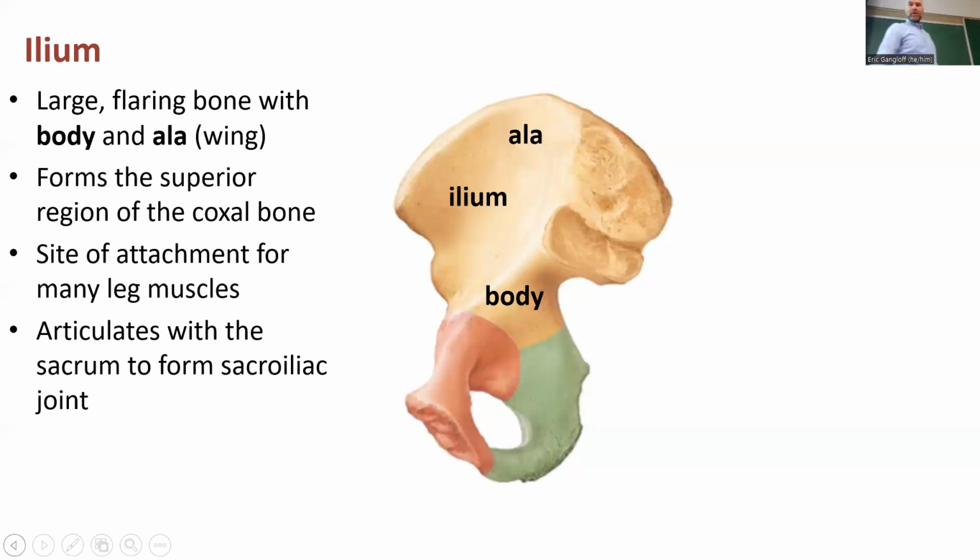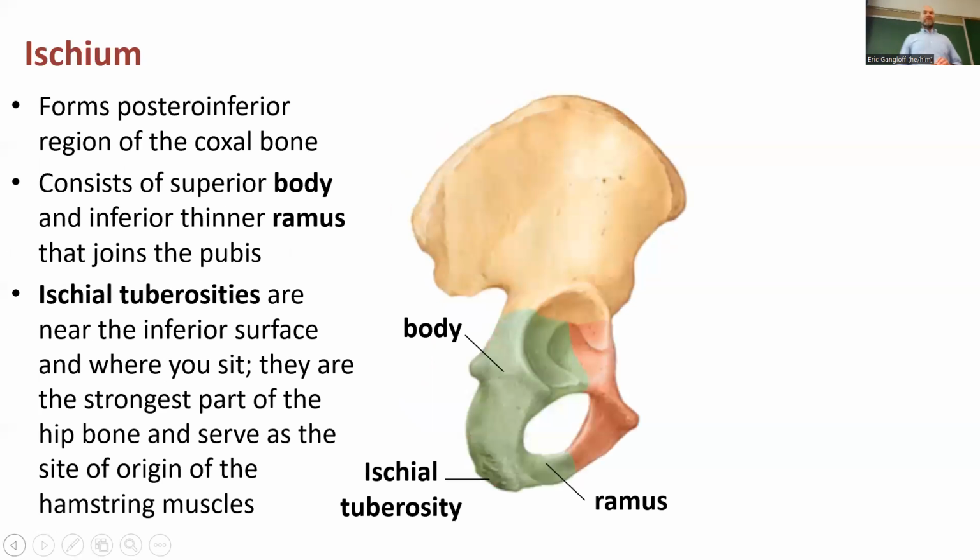Next, we have the ischium. This is the posterior and inferior aspect of the coxal bone. And there are two parts of this I want you to know. The body, the same term we use for this part of the ilium, is the bigger, thicker part. It's hard to see that it's thicker from this perspective, but when you get these bones in hand in the lab. And then we have what's called here the ramus. Ramus comes from the word for arm.